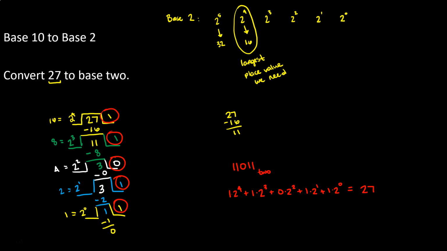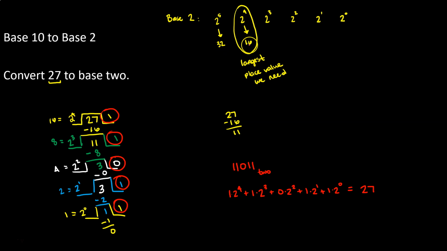So again, the process that we used here was we said, all right, we're starting with a number in base 10. We want to convert it to base 2. So let's list out the base 2 place values. We're going to start with the biggest place value we can think of. Well, we can think of higher ones, but we'll start out with a place value. And if it's too big, we'll move down.